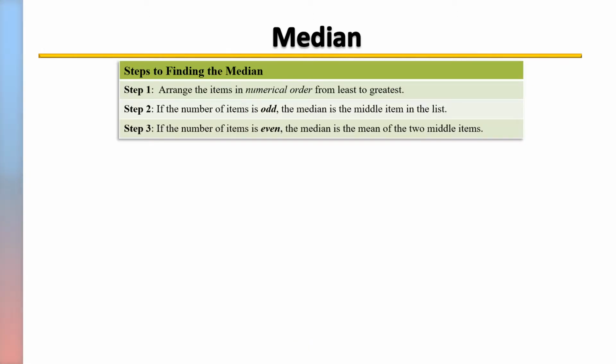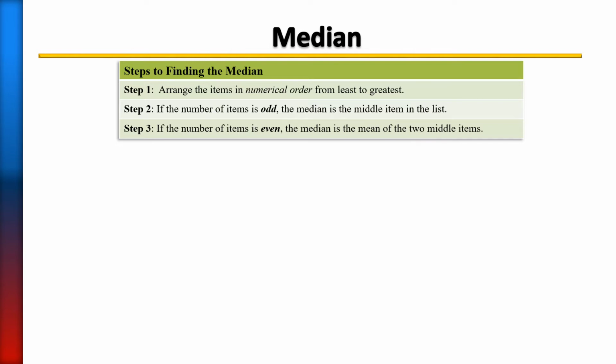Steps to finding the median. Step 1, the most important step, is to make sure that you arrange the items in numerical order from least to greatest first. So that's always step 1. Make sure your data is in order from the smallest number all the way to the greatest number. Next, count how many items you have. If you have an odd number of items, then your median is going to be the middle in that list.